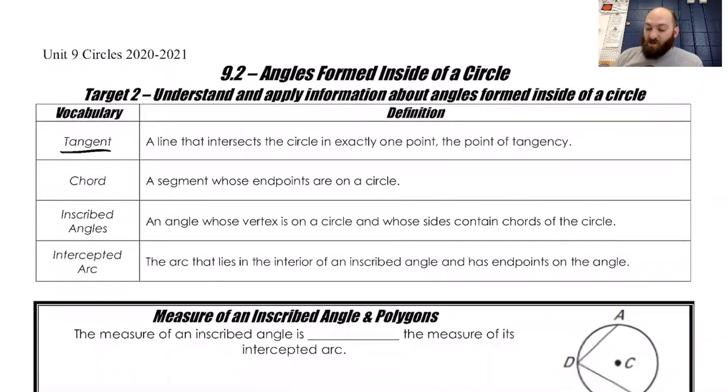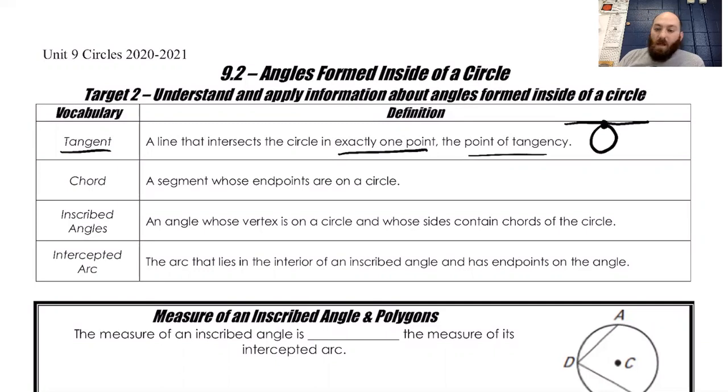First one is a tangent. That is a line that intersects the circle in exactly one point, and that point is called the point of tangency. This is what that looks like. If I have a circle here, and I go right here, it crosses right there as my point of tangency.